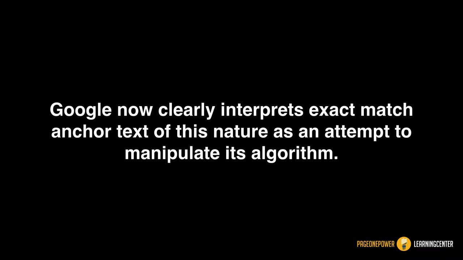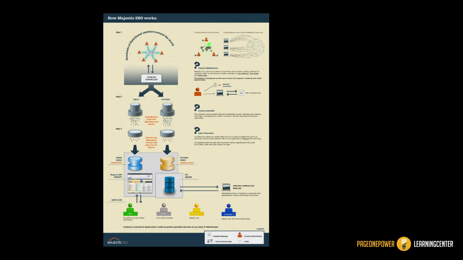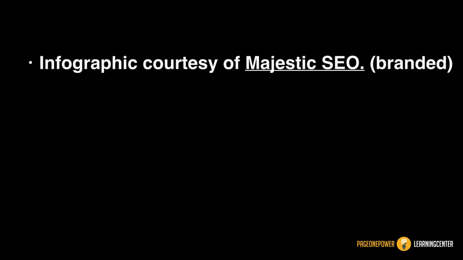Let's use our friends at Majestic SEO as an example. They created an infographic that details how Majestic SEO works. The natural place to put their link would be as a caption at the bottom, giving them credit for putting the infographic together. Some examples of anchor text would be "infographic courtesy of Majestic SEO." "Majestic SEO" would be an example of branded anchor text.